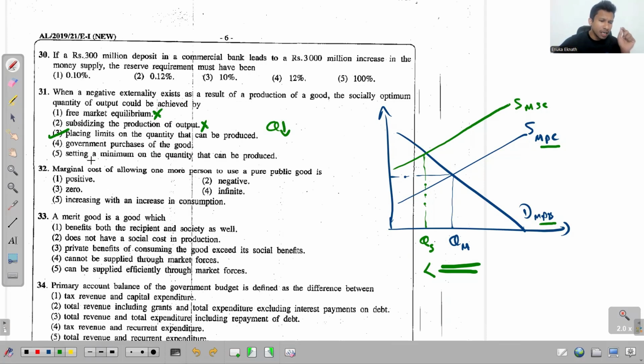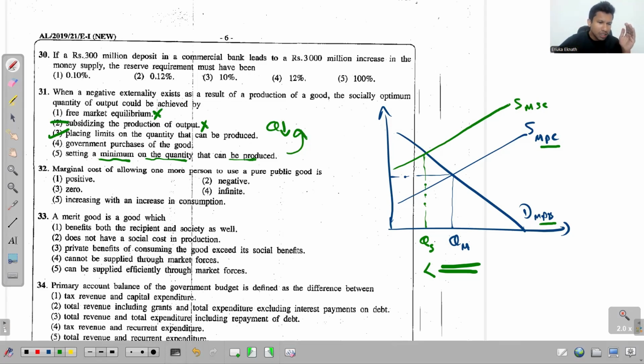The fifth one says setting a minimum on the quantity that can be, which means the government is trying to set a minimum quantity that should be produced by the producers. You think what will happen then? Then the producers will be motivated, they will be encouraged to exceed that limit, the minimum limit. So when they try to exceed that minimum limit, what will happen to the final quantity that is created in the market? That will increase.